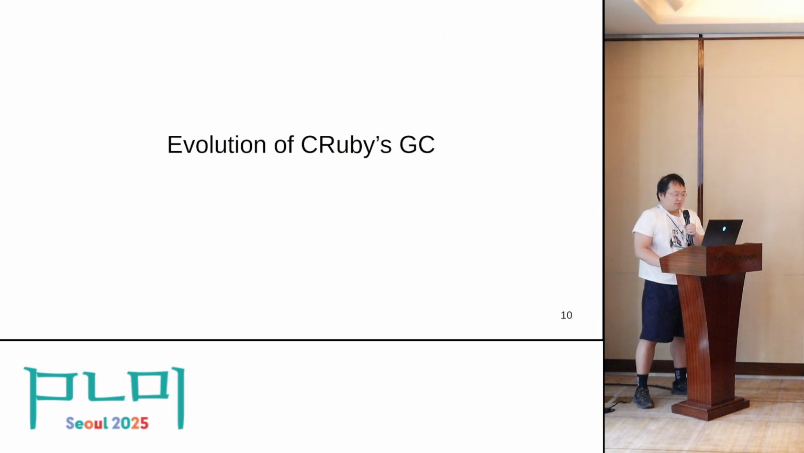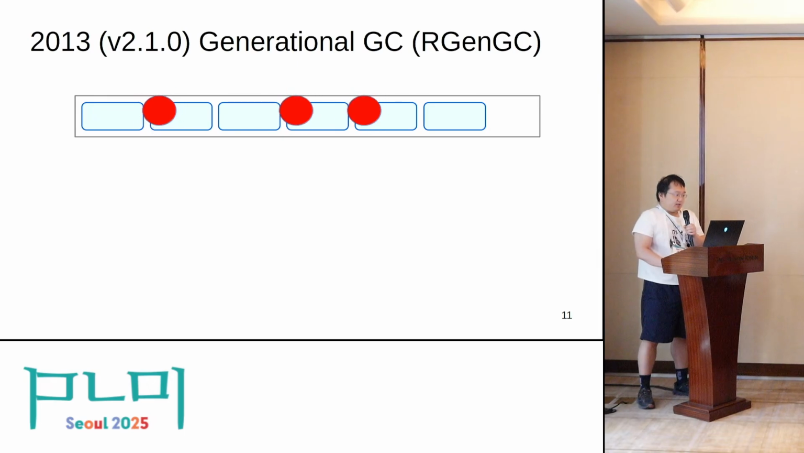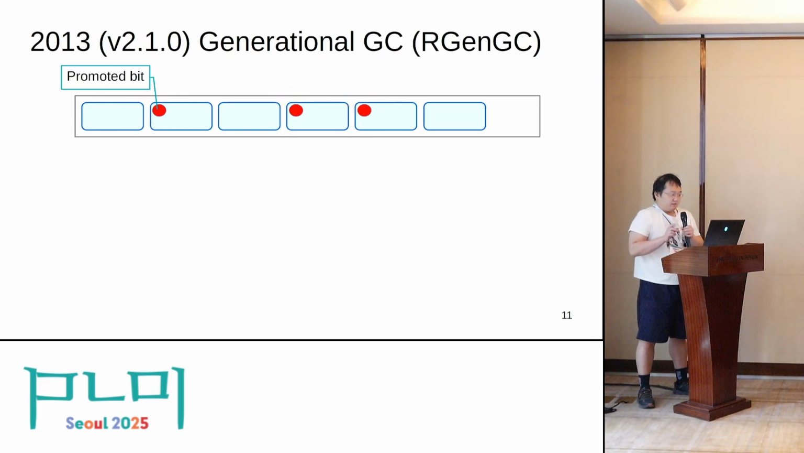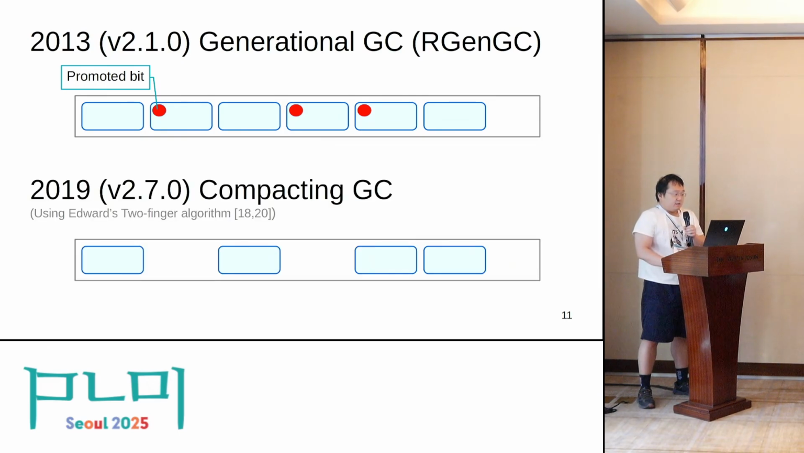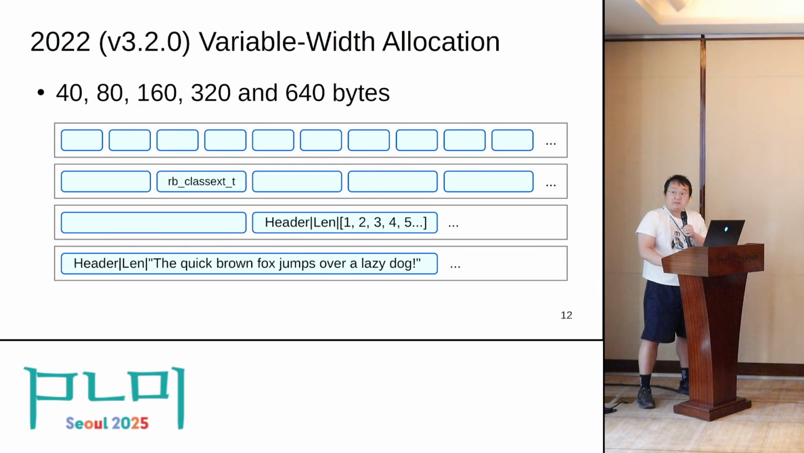But the CRuby GC is constantly evolving. In version 2.1, it introduced generational GC. Because it's still non-moving, it uses an in-header sticky mark bit to denote those objects. And in version 2.7, it introduced compacting GC. This allows objects to be moved around to mitigate fragmentation. And in version 3.2, it introduced variable width allocation. Now objects come in multiple size classes, and slightly larger objects can now fit into the GC heap in larger size classes.